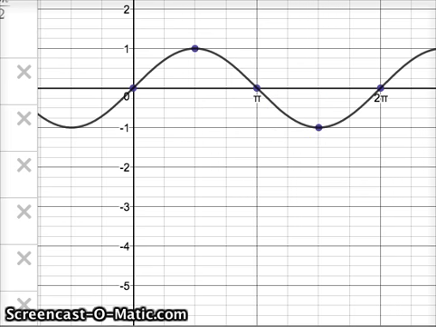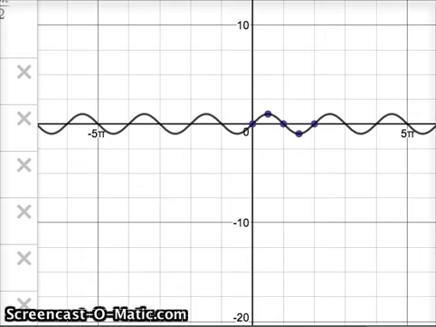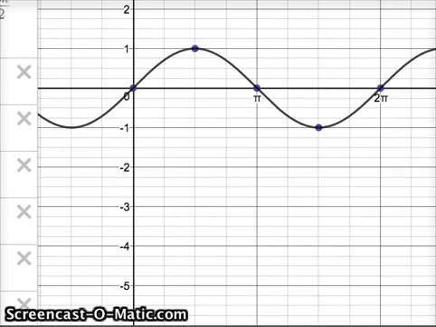And of course we could zoom it out and you can see that there's many, many more cycles of this that go on forever. But our primary cycle, our 0 to 2 pi cycle, starting point, end point, midpoint, quarter point, quarter point. Those are the 5 points that we need to generate our first period of our sine function.